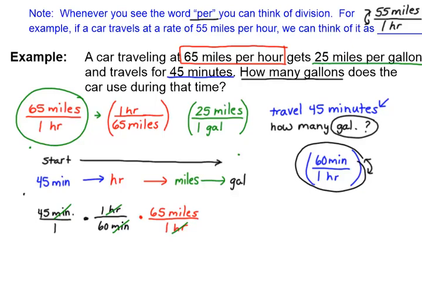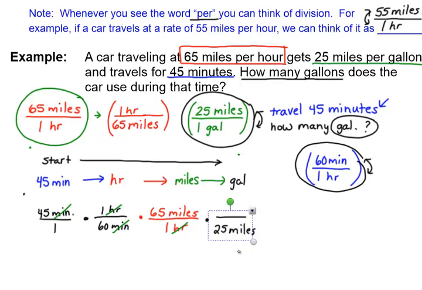Now, what ratio am I going to use to get to gallons? I'm going to use 25 miles per gallon. Now I'm going to have to flip that around because I need the miles on the bottom. So 25 miles, 1 gallon. I can see that the miles cancel out. And so now I have gallons left on the top. So I take 45 times 65, divide it by 60, divide it by 25, and I get 1.95 gallons as my answer.